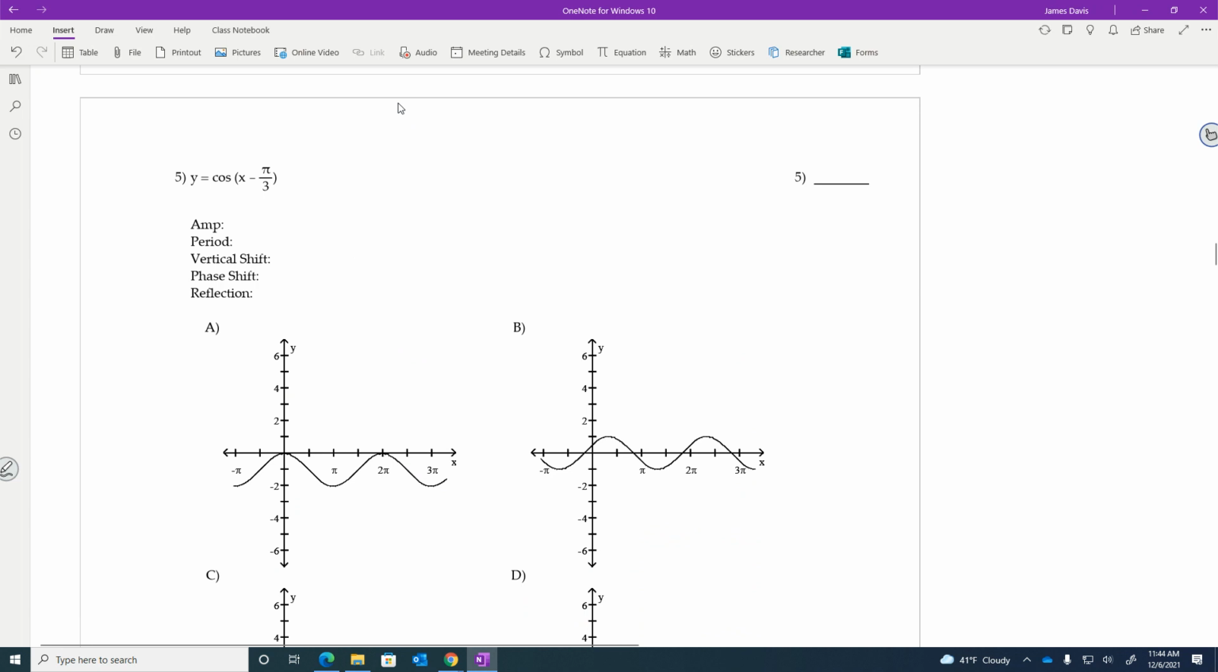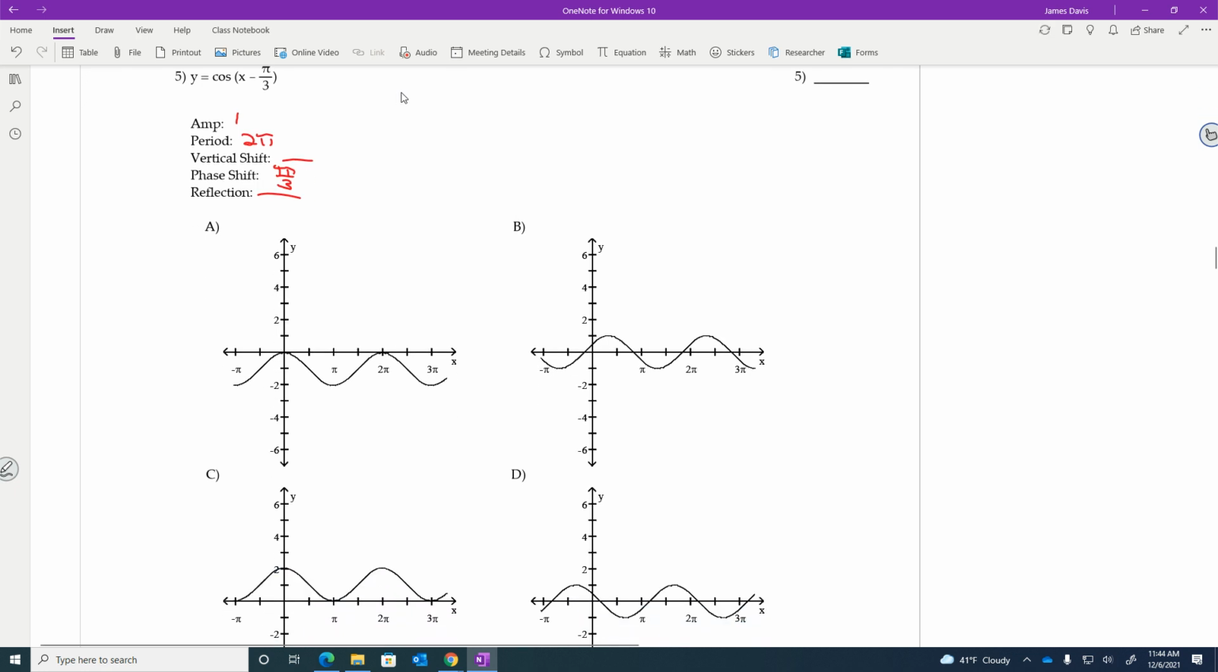All right, this one, amplitude is 1, period is 2 pi, no vertical shift. Phase shift is going to be to the right pi over 3, no reflection. So we just need a cosine that shifted to the right. We can, again, eliminate a couple. We can eliminate this one and this one because they have a vertical shift.